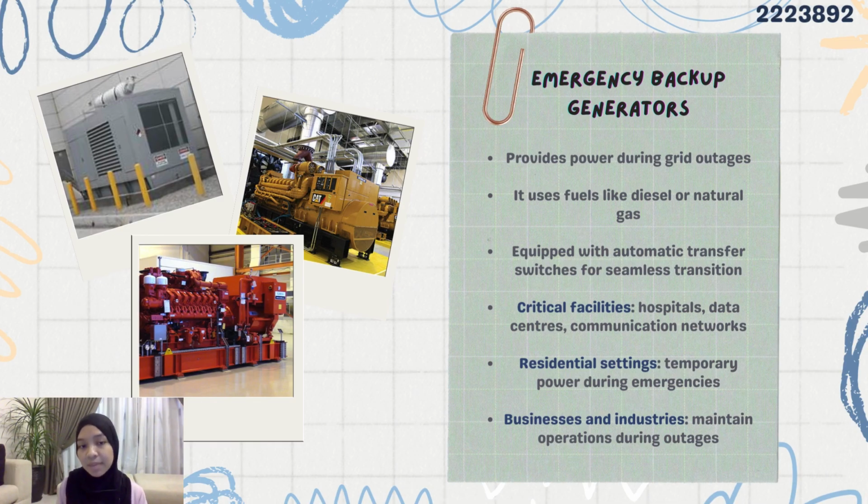As suggested by its name, they provide power during grid outages by using fuels like diesel or natural gas and automatic transfer switches for seamless power transition. So they are crucial for critical facilities such as hospitals and data centers. And this type of DG ensures essential services remain operational during outages. They are also used in residential settings and businesses to maintain operations during emergencies.